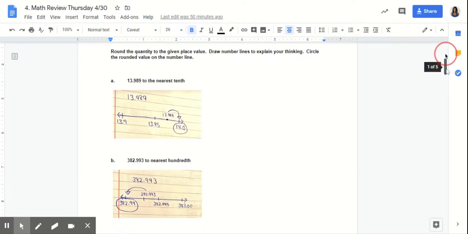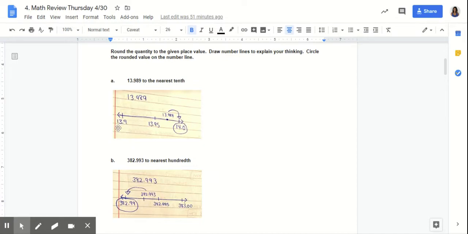So the first page, you guys are supposed to round the quantity to the given place value. Draw number lines to explain your thinking. Circle the rounded value on the number line. Okay, so we have A. We have 13 and 989 thousandths, and you're supposed to round it to the nearest tenth. So the tenth place is right behind the decimal point. So it's the first place value to the right of the decimal point.